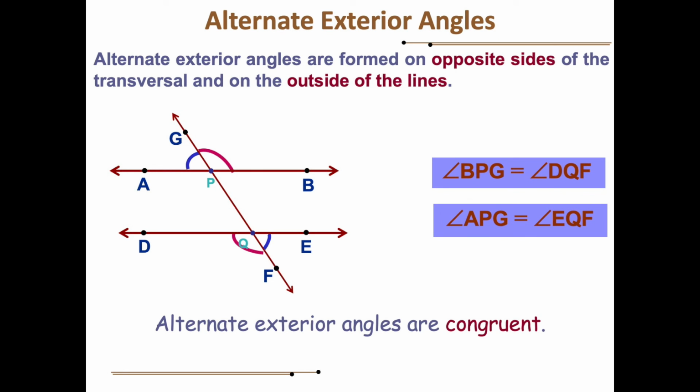Finally, similar to alternate interior angles, alternate exterior angles are angles that are formed on the opposite sides of the transversal and on the outside of the lines instead of the inside. Therefore, BPG is equal to DQF and APG is equal to EQF. Alternate exterior angles are also congruent.